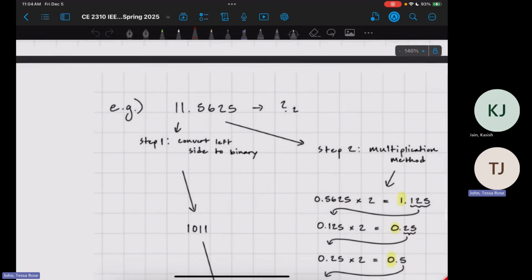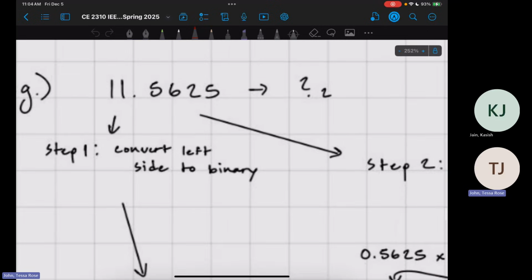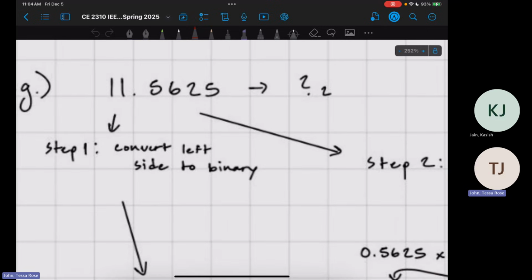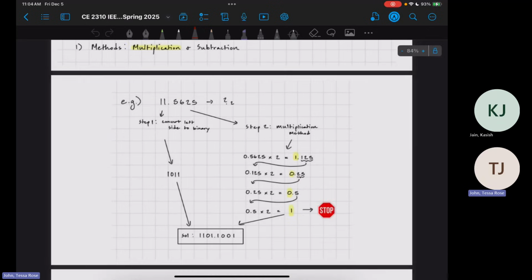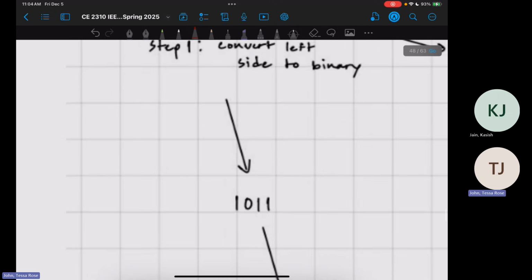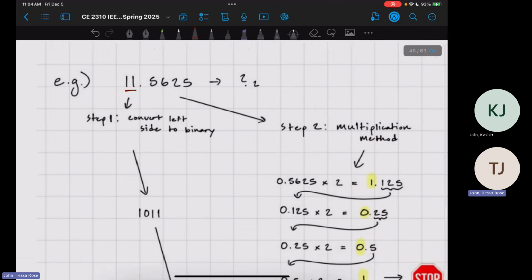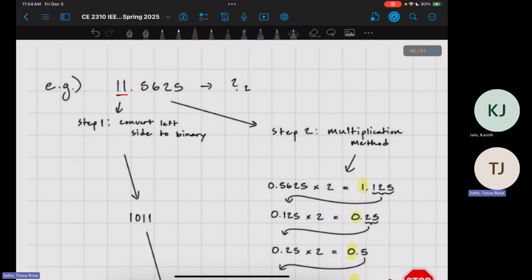This is just a quick example. You have 11.5625 and you're trying to convert that to binary. The first way you do it is you convert just the 11, so ignore everything after the decimal. 11 in binary is 1011, and that's good. We don't worry about that anymore, and now we'll do everything after the decimal.